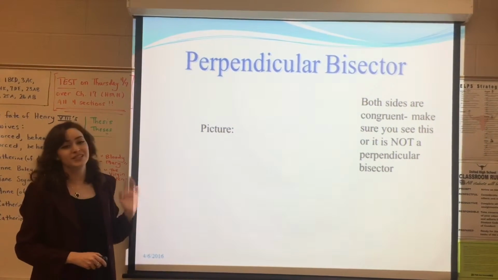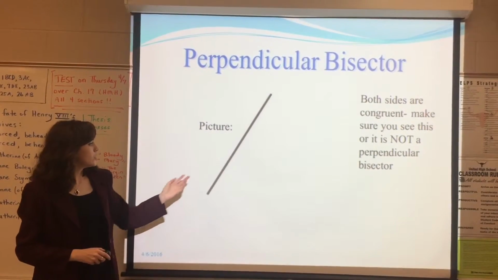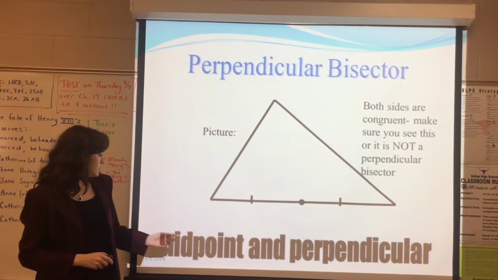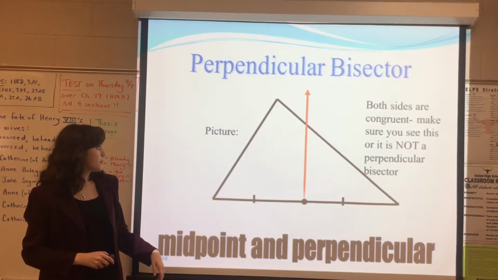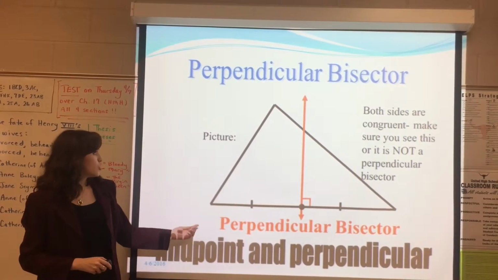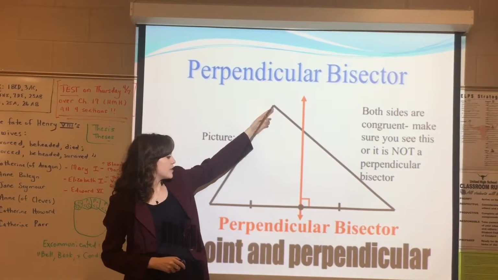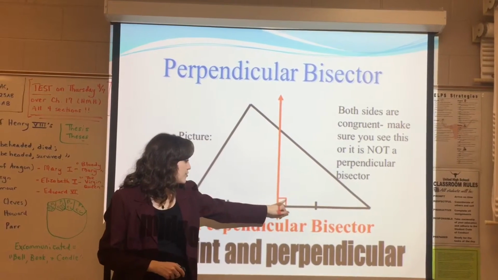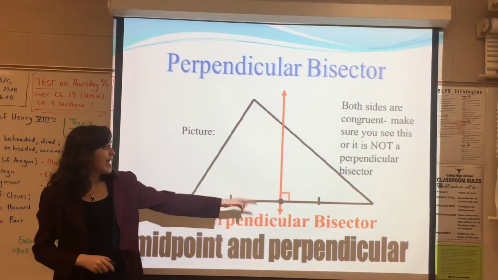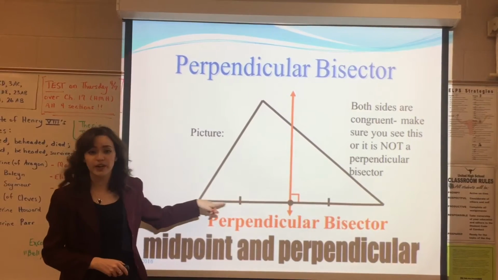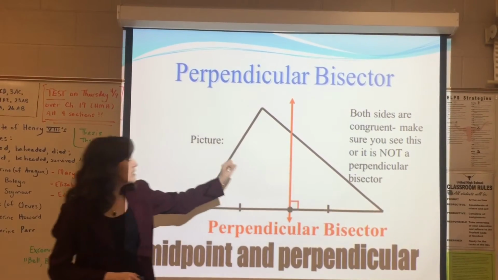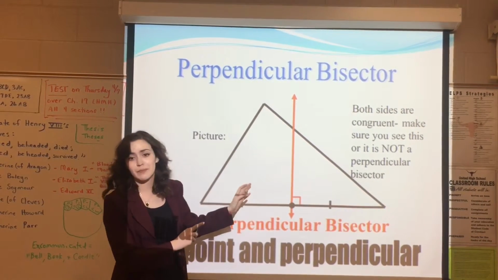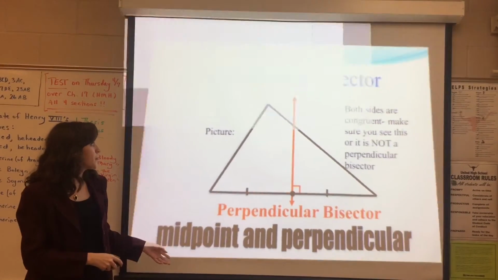Now we have perpendicular bisector. So here in the picture, midpoint and perpendicular. So it does not have to be from here. It's as long as it's bisecting, creating a 90-degree angle, which is showing it's perpendicular, and bisecting. Bisecting means it's separating these into 2 congruent pieces. So it shows both sides are congruent. Make sure you see this or it is not a perpendicular bisector, okay?